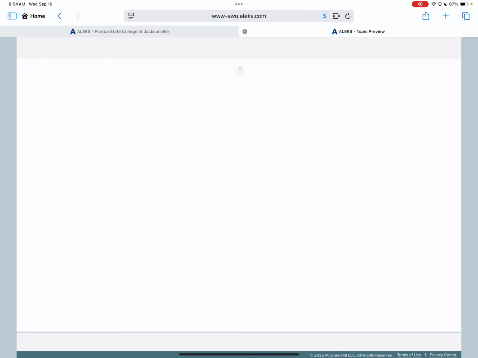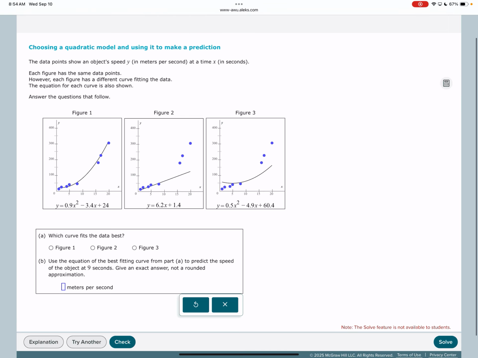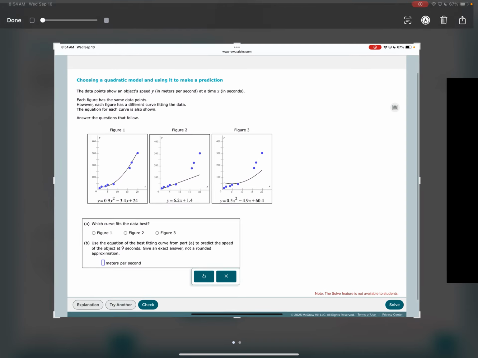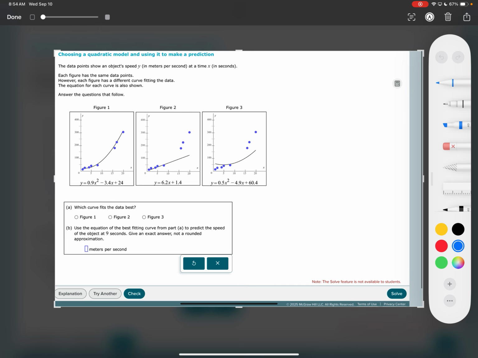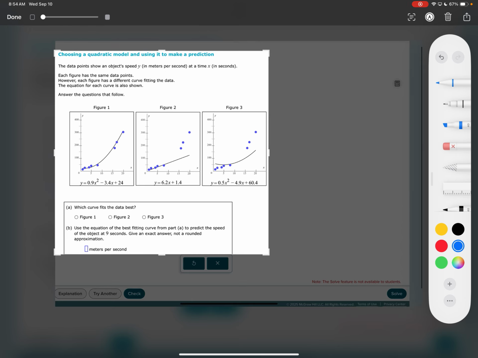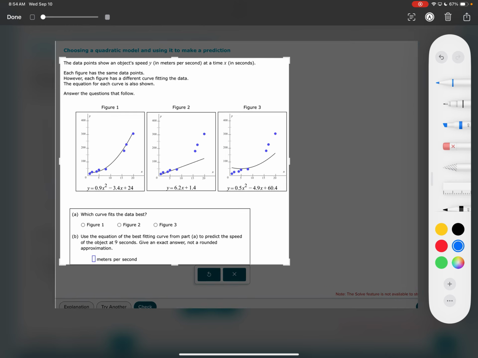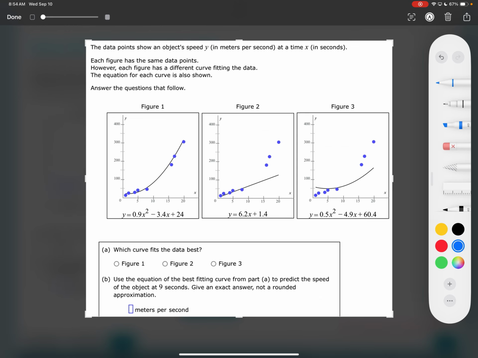All right, on this one, it is how quadratics are used to make a prediction. If you go on to take statistics, you do linear regression. This is called quadratic regression. It uses a parabola to shape it. So it says the data point shows an object speed y at a time x. Each figure has the same data points. However, each figure has a different curve fitting the data.